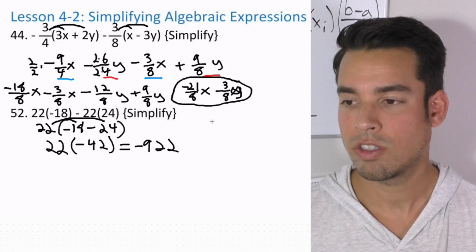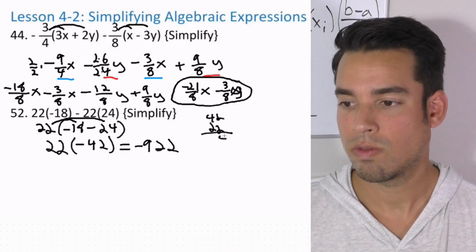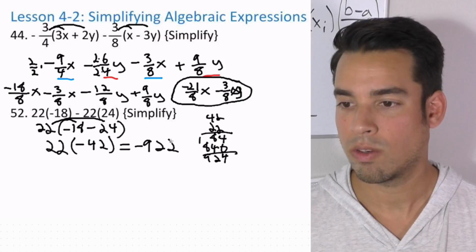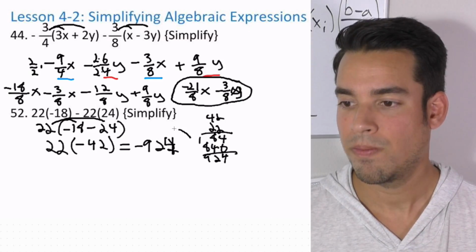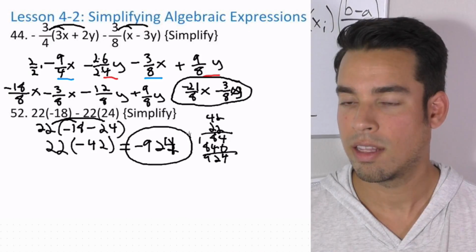Not totally sure. Let's just double check here. 22 times 42. So again, 2 times 2 is 4, 8, 0, 4, 8. And we combine them. We've got 4, 12, 1, 9, 924. Ooh, just missed it. All right, so that's a negative 924. Final answer, and done.